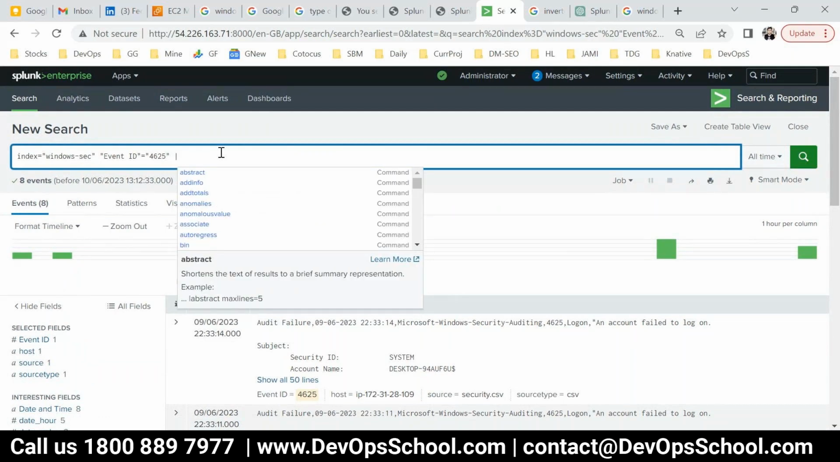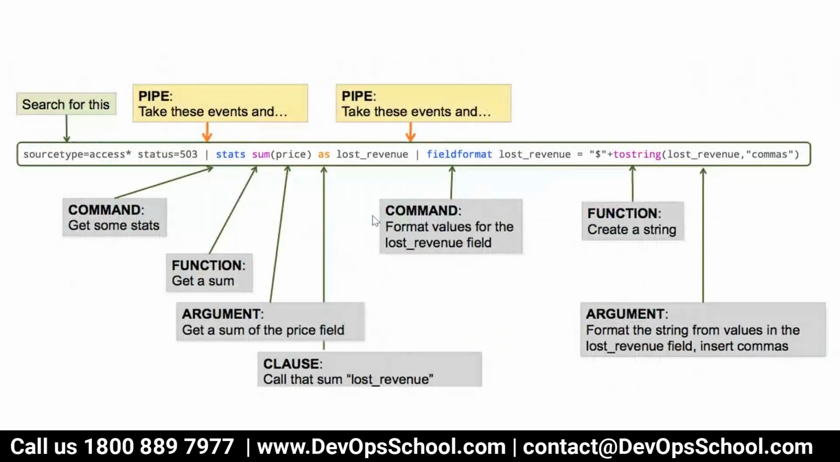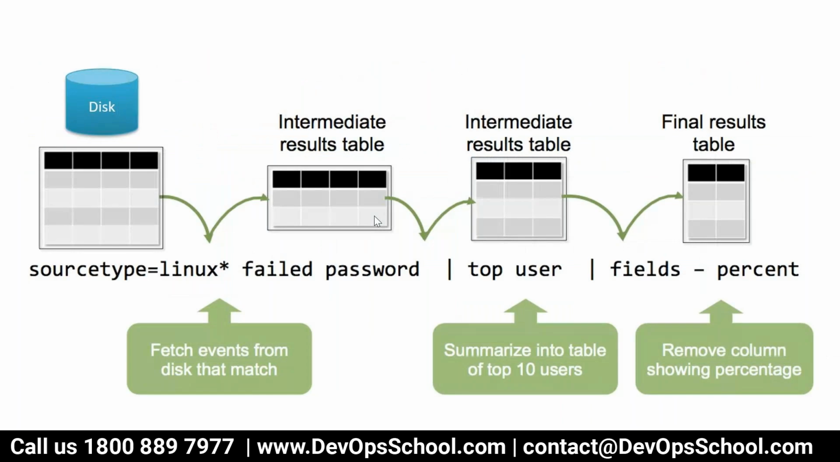So slowly it will transform into the desired output. Let me go with the flow, else we will overpass. So this is the kind of format you will have. Now understand this. First one is a search and filter.